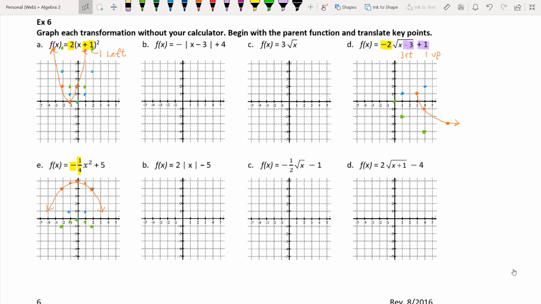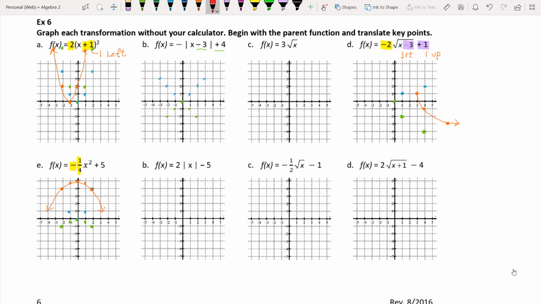Letter B. All right. This is an absolute value. So my parent function would normally be just like this. The negative tells me to flip all those. Okay. I can do that. Reflect them. Reflect, reflect, reflect, reflect. Not going to draw it yet because I've still got to go 3 to the right and 4 up. All of those points, 3 to the right, 4 up.